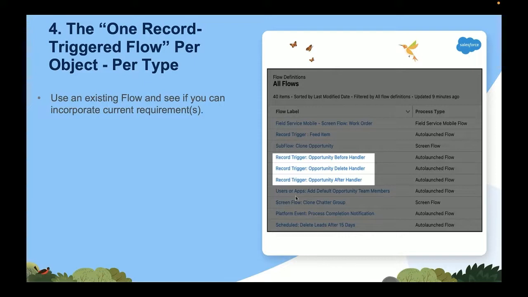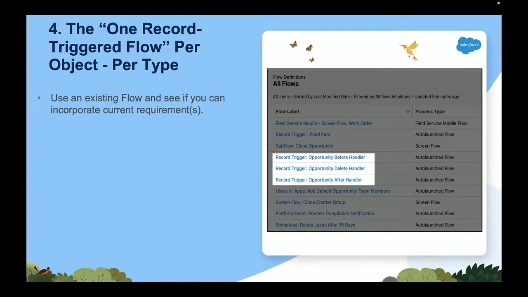If you see in the highlighted sections, I created record trigger flows for Opportunity: before delete, before handle, and after handle. Before handle covers before create and before update, delete handle is nothing but the before delete, and after handle is nothing but the after create and after update. Use as many flows as needed and call them from these record trigger flows, so that you don't write the same logic again and again.